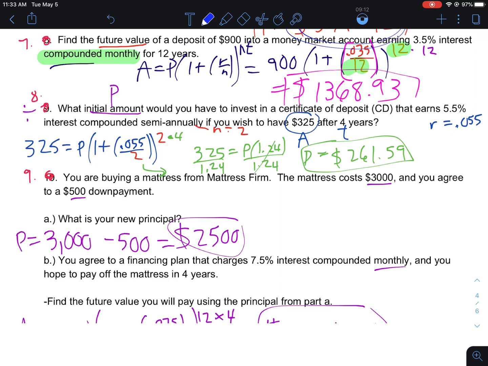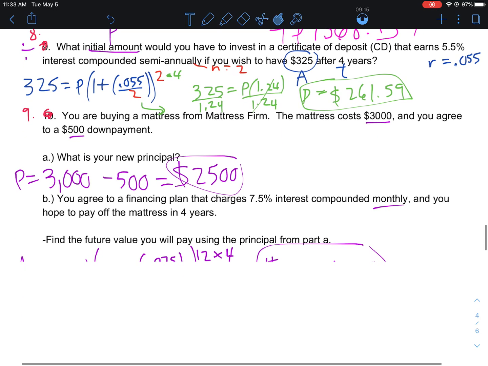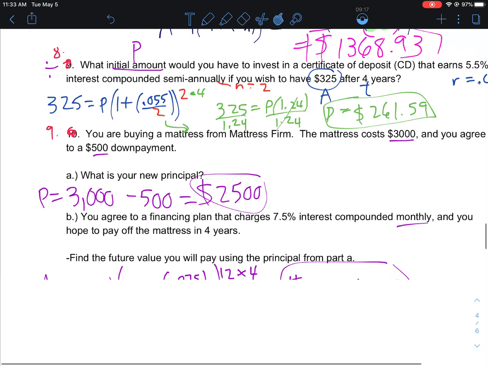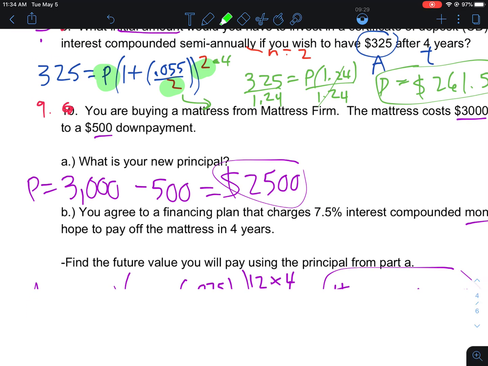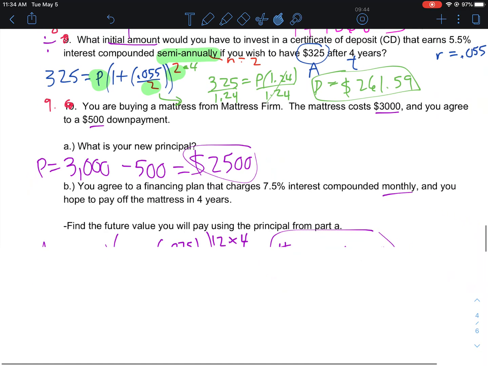The next question points out how to do finding the initial amount. So for this last one here, number 8, same thing. I plugged in everything here. I want 325. I don't know the initial amount, 0.055. And then notice there's a 2 in both of those spots. And that's because it is semi-annual interest. Okay, so I calculate everything on the right-hand side next to P, and I get 1.24, which I then divide into 325 to get my answer for P.